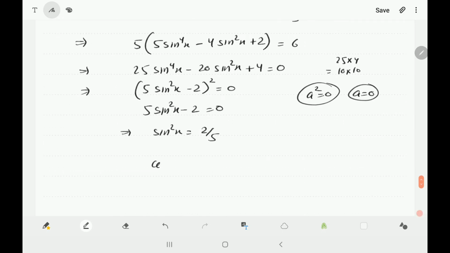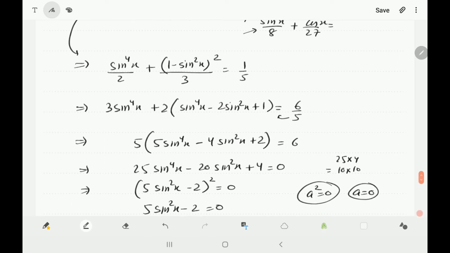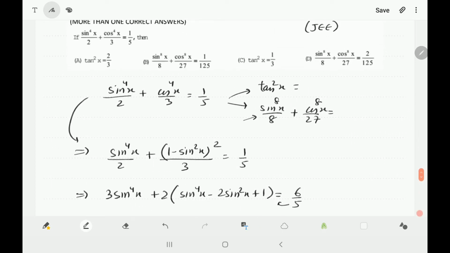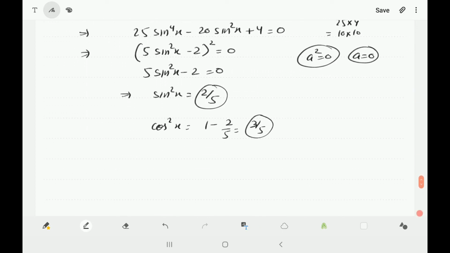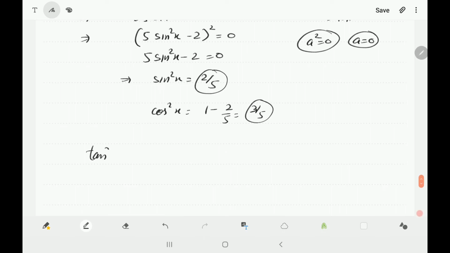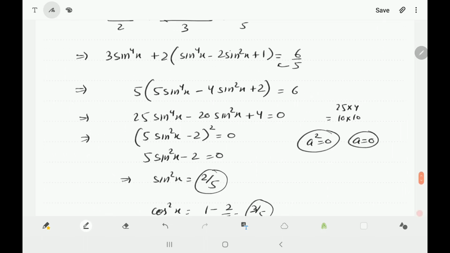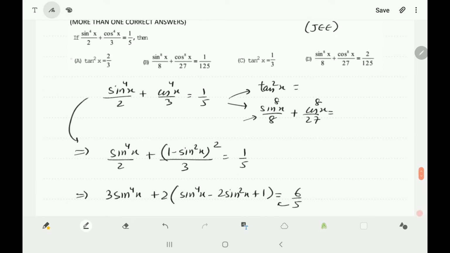Now if you have the value of sin²x as 2 by 5, cos²x will be 1 minus sin²x, so it will have a value of 3 by 5. So we have sin²x as 2 by 5 and cos²x as 3 by 5. We have to find the value of tan²x. So tan²x will be 2 by 5 divided by 3 by 5, so the value will be 2 by 3, and hence option A is correct, 2 by 3.